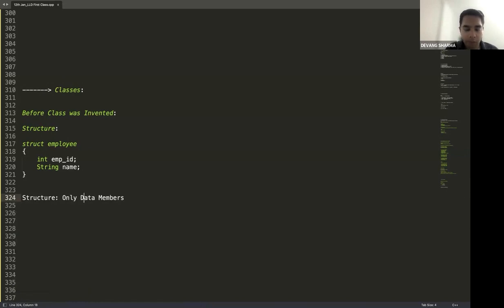And then we used to have functions separately. It's not like we do not have functions. We have functions, but those functions are not part of the structure. A structure just contains the data members, and functions which are created separately use the data members in a structure to manipulate their behavior. This part clear to all?